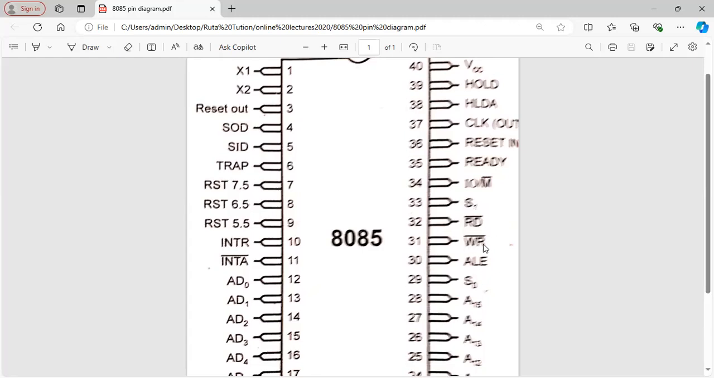Read bar, write bar. These are output signals. When these are low, the reading and writing will be done in the memory or in the input or output devices.